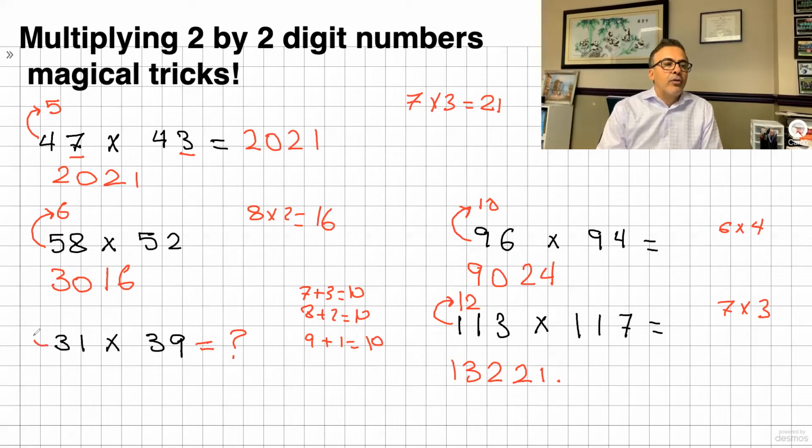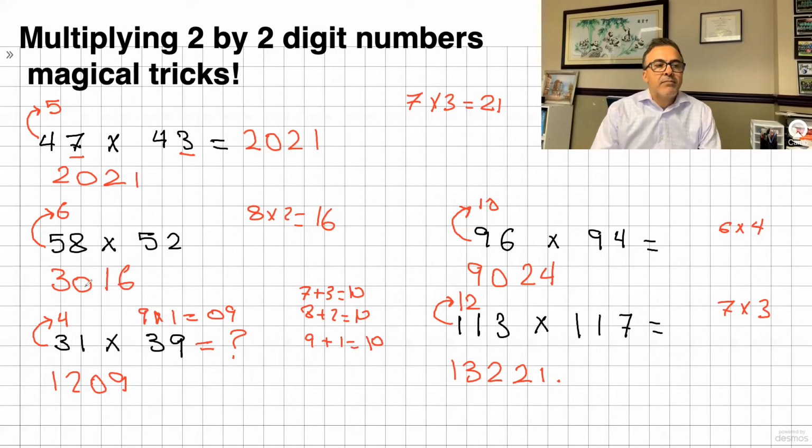So again, you go 3 times 4, which is 12. And then 9 times 1 is 9. But the answer of 9 times 1, you have to write it as 09 because you have to have the 2 digits right here. So again, the condition for this to work is the tens digits, which are here and here, have to be the same. And that the 2 numbers in the ones digit always have to add up to 10. So if this condition is satisfied, then this magic will work. Otherwise, the magic wouldn't work anymore.